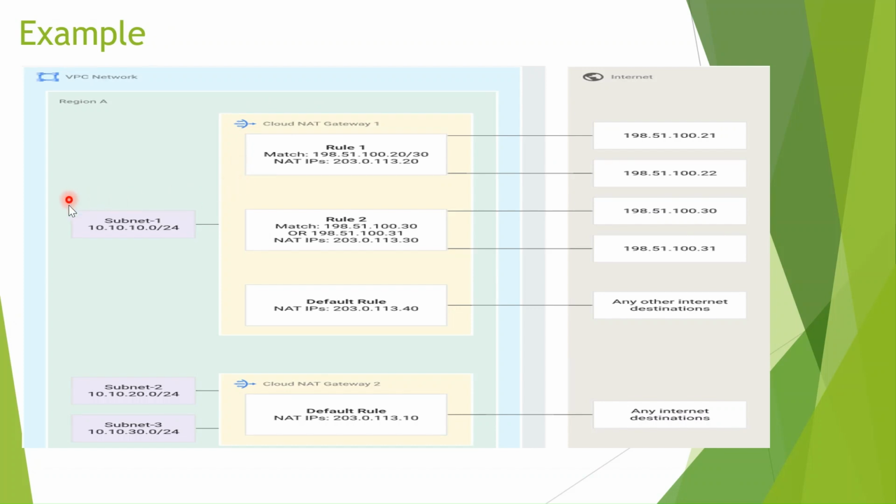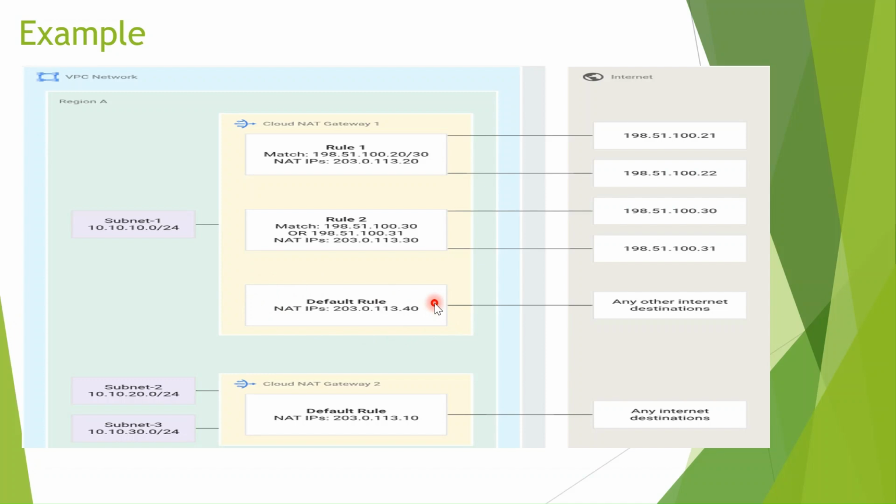Suppose you have a subnet here and some VMs are running in this subnet, and you have created a Cloud NAT gateway for this specific subnet. You want that if the destination is this range, 192.198.50.120/30, then Cloud NAT will use this IP. And you have another rule: if the destination is 100.30 and 100.31, then Cloud NAT will use this NAT IP. And there's a default rule: if there is any other destination, then Cloud NAT will use this rule.